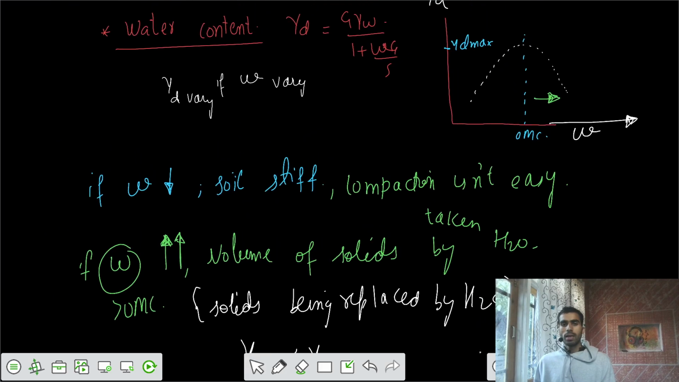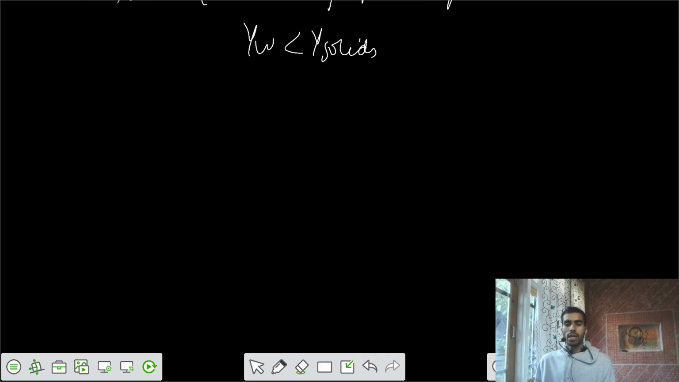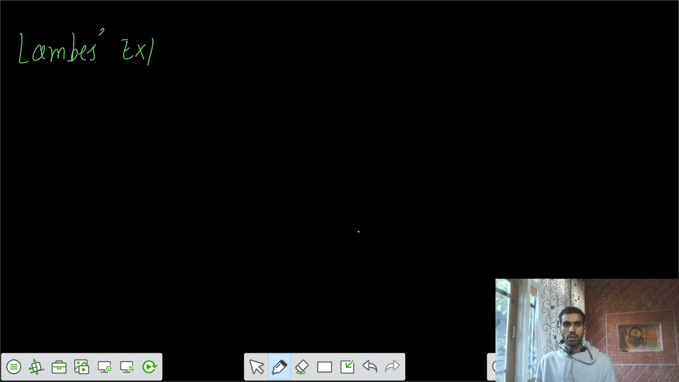So we see that for explaining all of this, we have the explanation that's given by Lambe. So we write Lambe's explanation for this water content versus gamma. Let's go for that explanation.